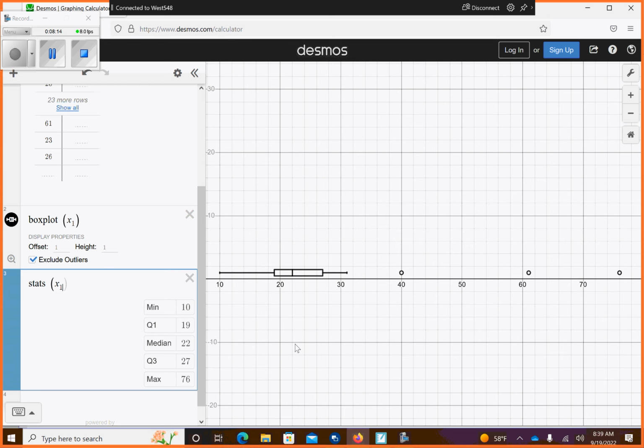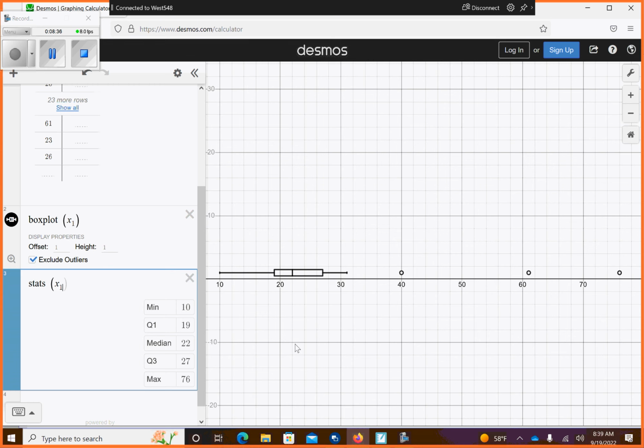we do have a 10 here, which I agree with. The Q1 is right here at 19. The median is 22. Q3 is 27. But then it says the max is 76, but it happens to be an outlier. Okay? So you might want to think about what this number would be. And in this case, it would probably be 31. Okay? But again, you might have to kind of guesstimate it.